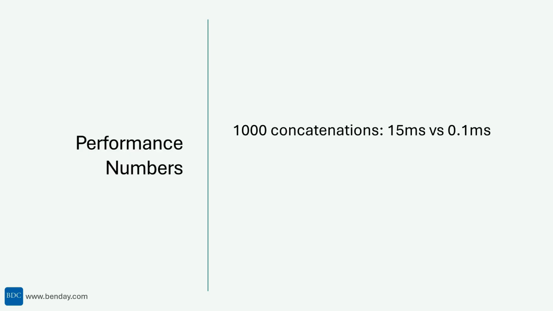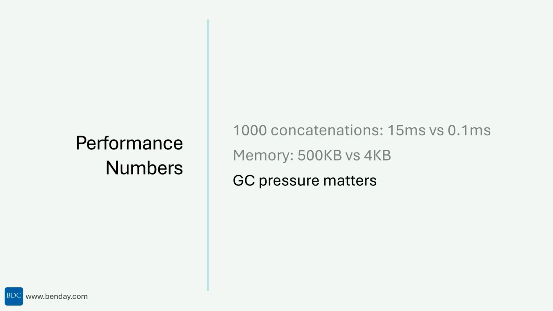Concatenating 1,000 strings takes about 15 milliseconds. StringBuilder, 0.1 milliseconds. That's 150 times faster. Those same 1,000 concatenations allocate about 500 kilobytes of garbage strings. StringBuilder uses just 4 kilobytes of buffer. It's not just speed. All those temporary strings trigger garbage collection, which can freeze your entire application.